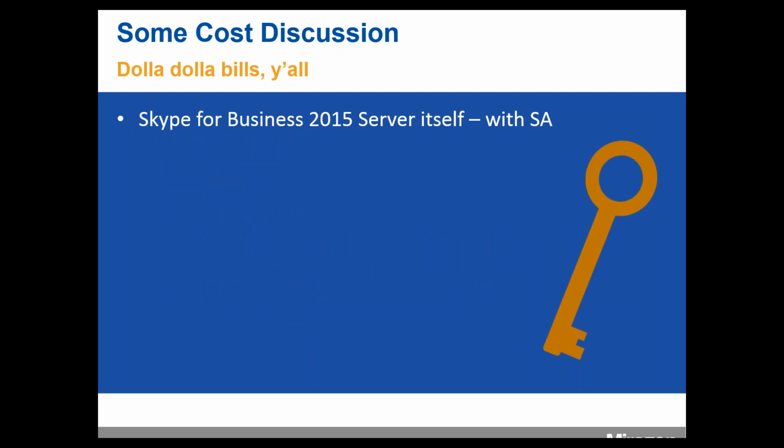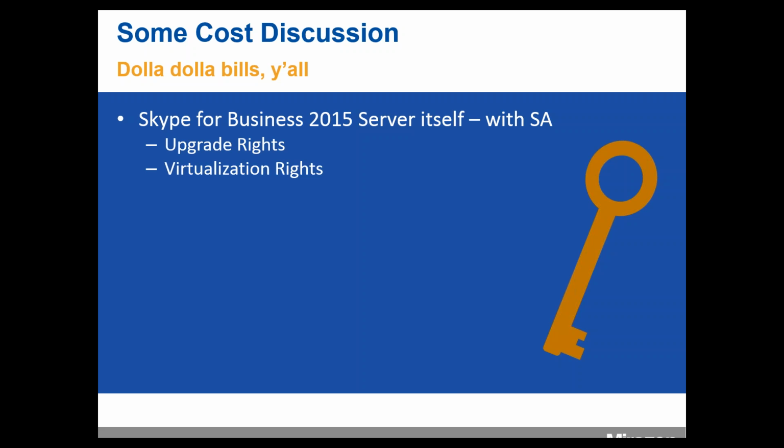So there's Skype for Business 2015 server itself. And of course, like good Microsoft consumers, you're going to buy software assurance. Software assurance does 2 things. It's important for us to talk about that, and you may not be aware of this. Software assurance gives you upgrade rights. I think many of you probably know that. Upgrade rights are what allow you to install the latest version of the software product when it comes out, as long as your software assurance is active.